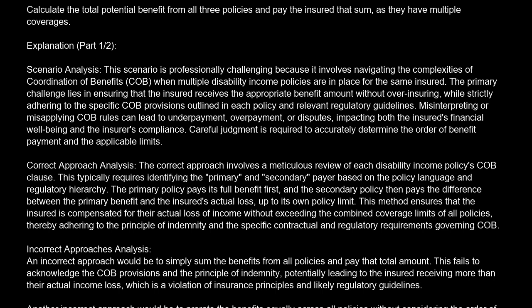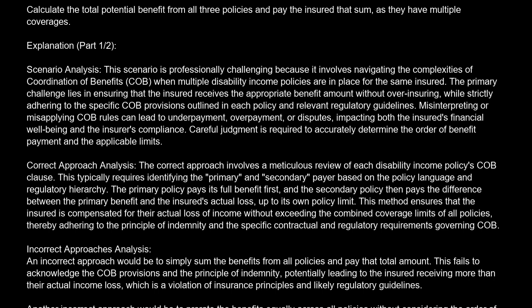The primary challenge lies in ensuring that the insured receives the appropriate benefit amount without overinsuring, while strictly adhering to the specific COB provisions outlined in each policy and relevant regulatory guidelines. Misinterpreting or misapplying COB rules can lead to underpayment, overpayment, or disputes, impacting both the insured's financial well-being and the insurer's compliance. Careful judgment is required to accurately determine the order of benefit payment and the applicable limits.